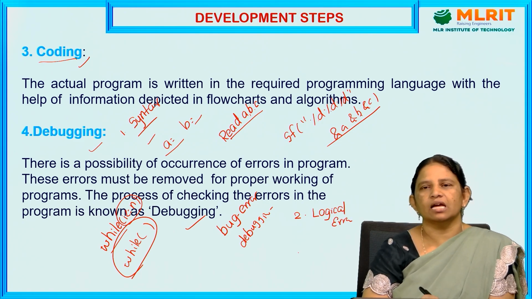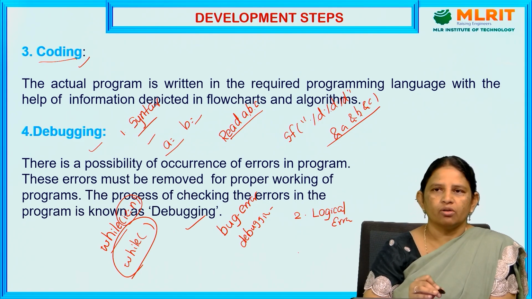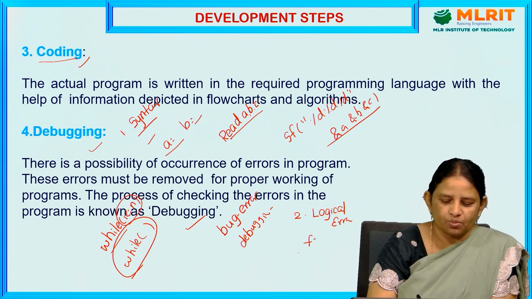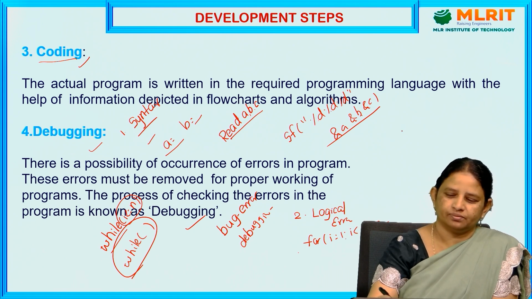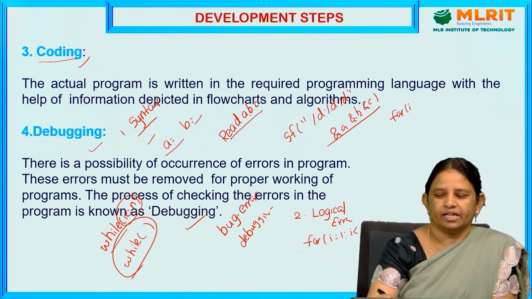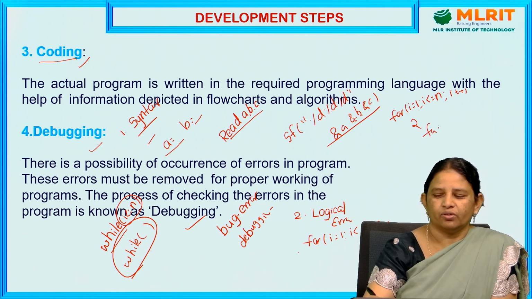Second error is a logical error. So I want to write a program for factorial of a number. It should follow some logic. For i equal to 1, i less than or equal to n, i plus plus, fact equal to fact into i. That is the logic.